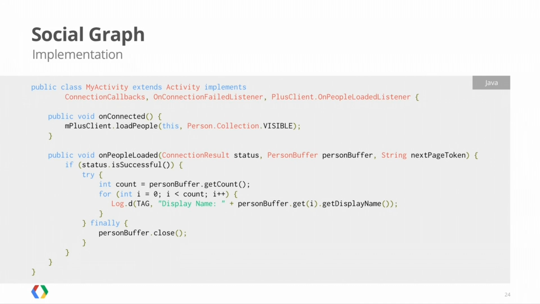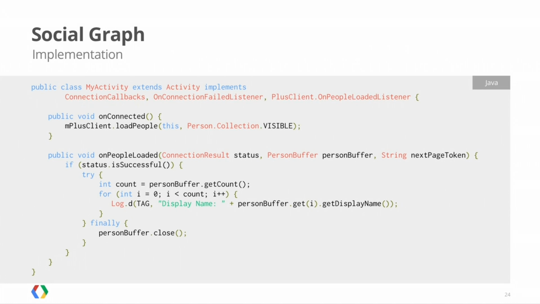So we'll call load people and pass the visible collection. This is the set of people that your app is allowed to see in the user's social circles. If we were configuring it for best ordering, if you wanted to get close ties, you would set that here, or alphabetical ordering if you cared. Then we get a call to on people loaded. And here, if we're successful, then we'll get the people directly in a person buffer.